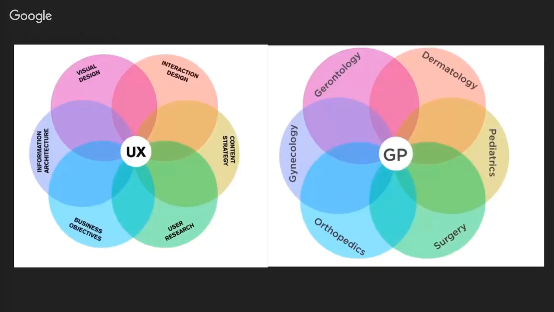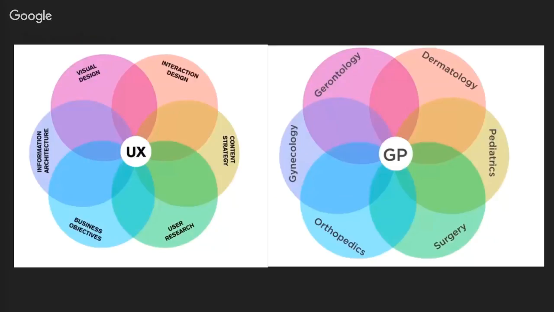So over here, while I was looking around, I found these two diagrams. On the right, it's showing 6 different specializations for doctors. You have a dermatologist, a gerontologist, a pediatrician, surgery, orthopedics, and gynecology. But in the middle, there's the general practitioner, who even though he's not a specialist in any of those things, has a little bit of an idea of what's happening in each section, just to make it work. And it's the same thing with user experience.